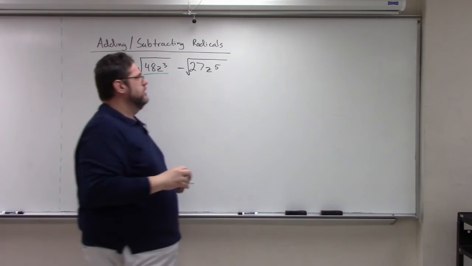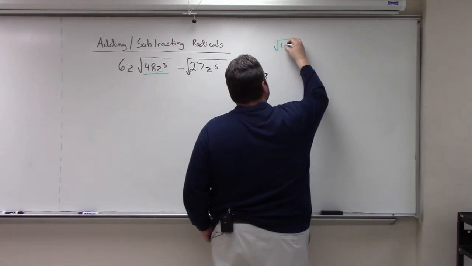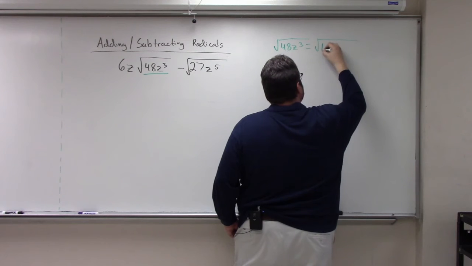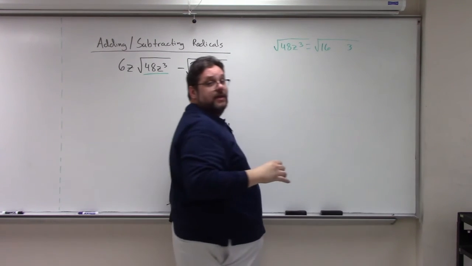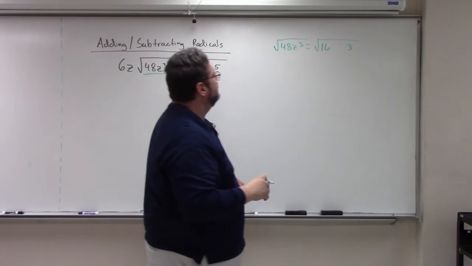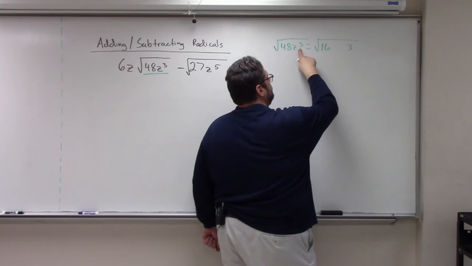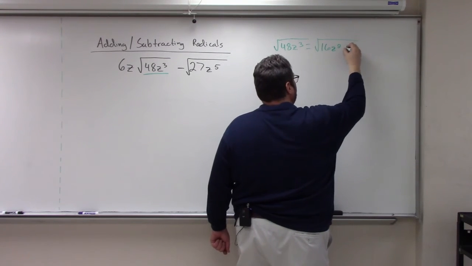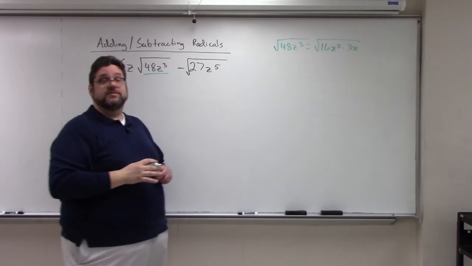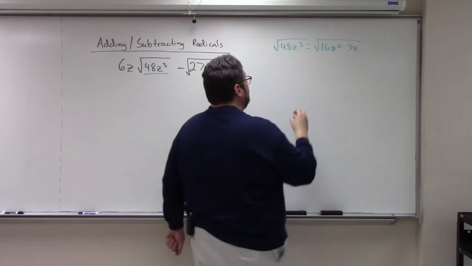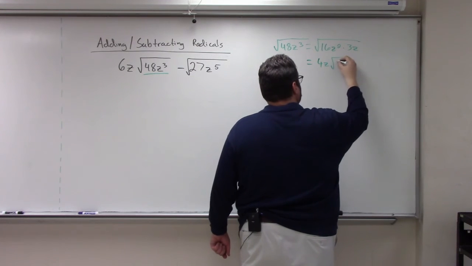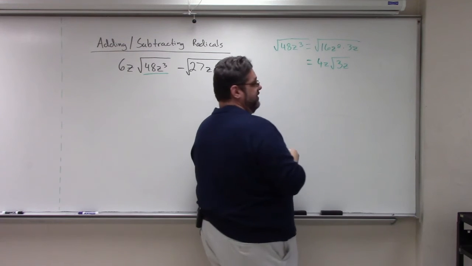All right, so the square root of 48z to the third. I can write 48 as 16 times 3. And remember, you could do a factor tree with this also. I'm just doing it this way. Can I take the square root of z to the third? No, but I can take the square root of z squared. And if I put z squared here, I have to put z over there just to take up for the stuff that I'm leaving out. And now the square root of 16z squared is 4z.